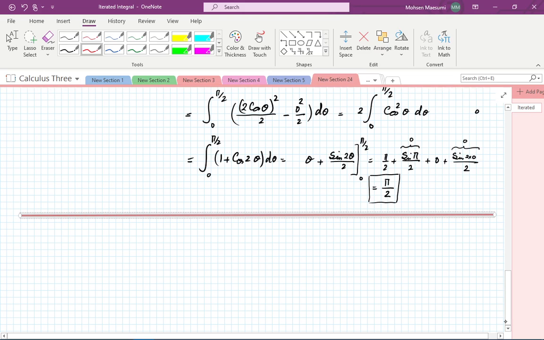Okay, the next item is problem E, the integral from 1 to 3 of the integral from 0 to y of 4 over x squared plus y squared, dx dy.